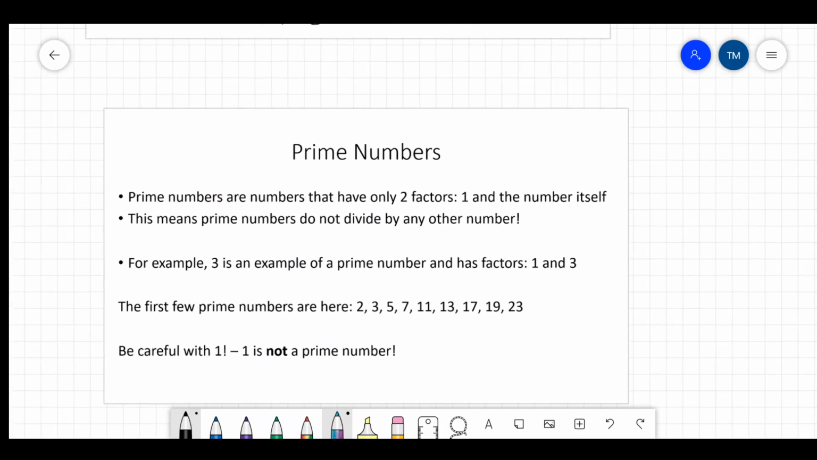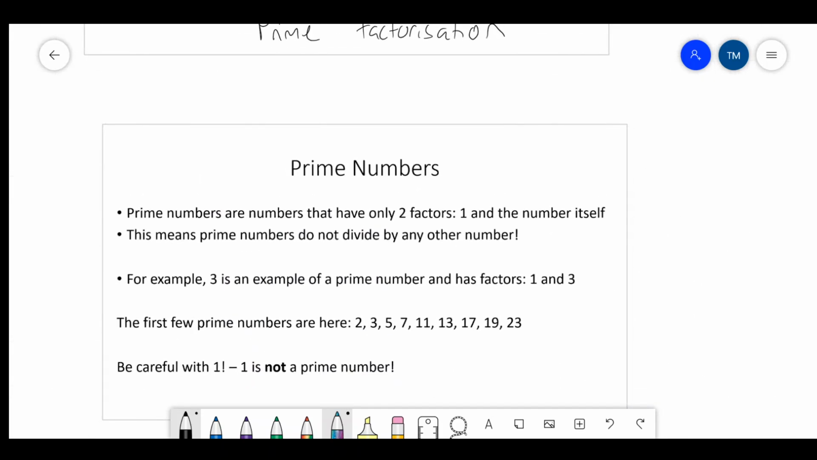So first of all we need to consider, well, what is a prime number? A prime number is a number that only has two factors. So it has the factor of 1 and itself.